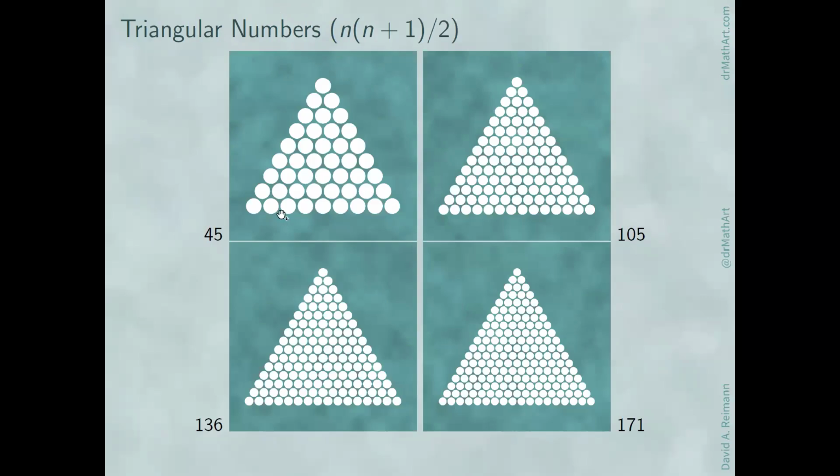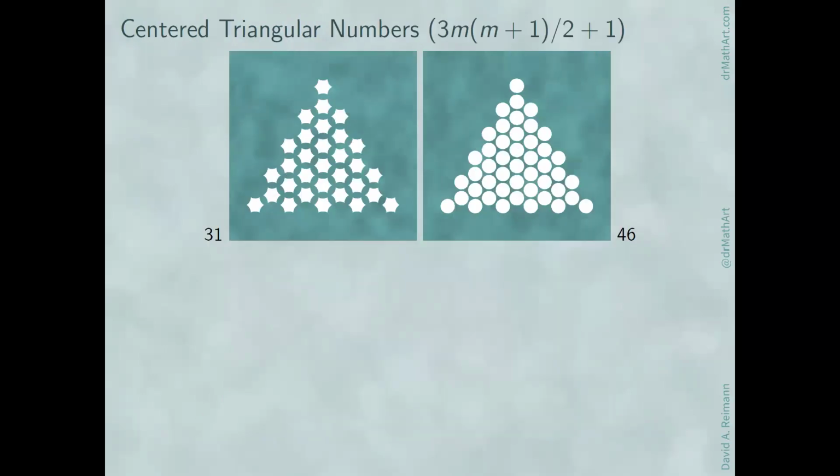We've talked about triangular numbers, so 45, 105, 136, 171. These are all triangular numbers, and so we can arrange them in this nice triangular shape. Related to this, we have something called a centered triangular number, and these are a more complicated form, but they still form a nice triangular shape. The grid pattern is slightly different than what you saw with the triangular numbers, but as I mentioned, this is still a fun pattern to look at.